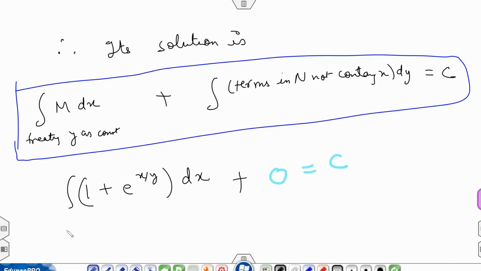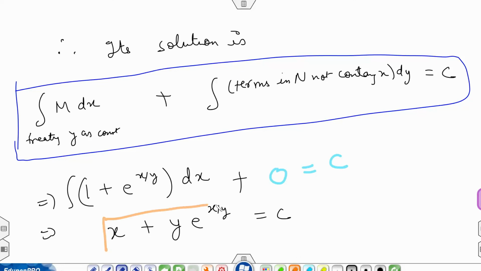So if you integrate this, what are you getting? You are getting x plus y e to the power x by y is equal to c. So this will be the required solution of the given differential equation.